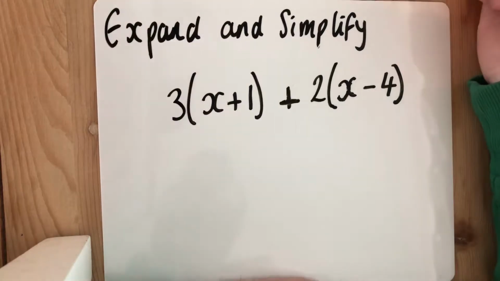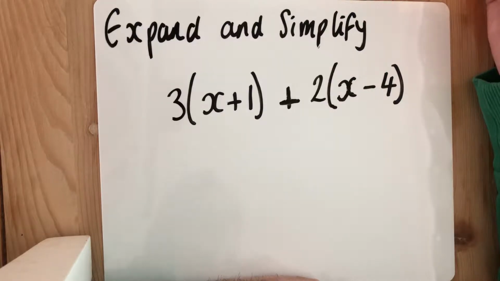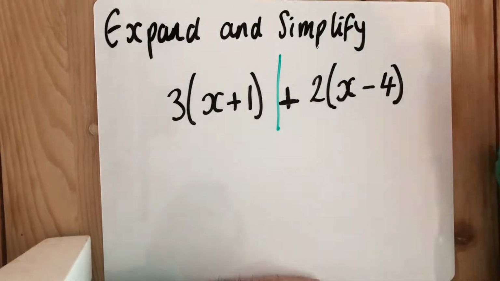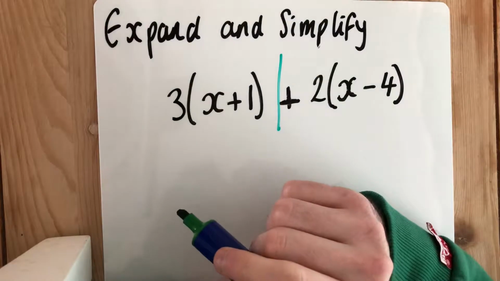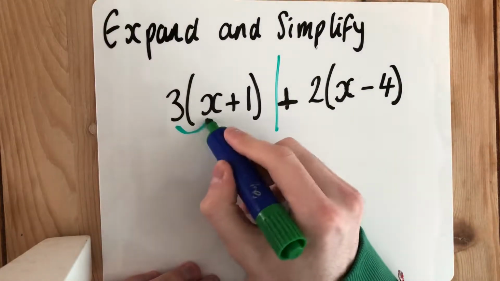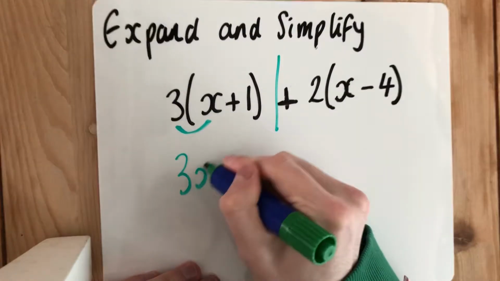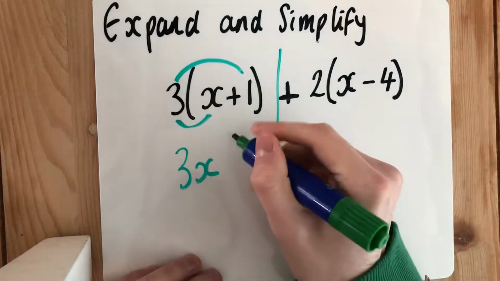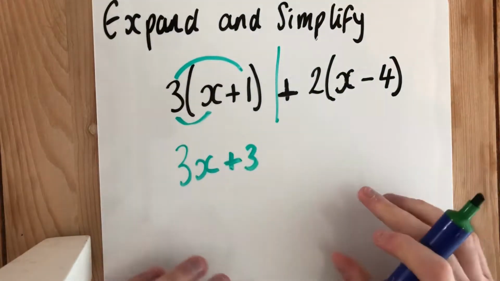When expanding and simplifying, the first step is to expand. It's best to treat it as two separate questions. The left-hand side, I'm going to expand first. So 3 times x gives me 3x. 3 times positive 1 gives me positive 3.